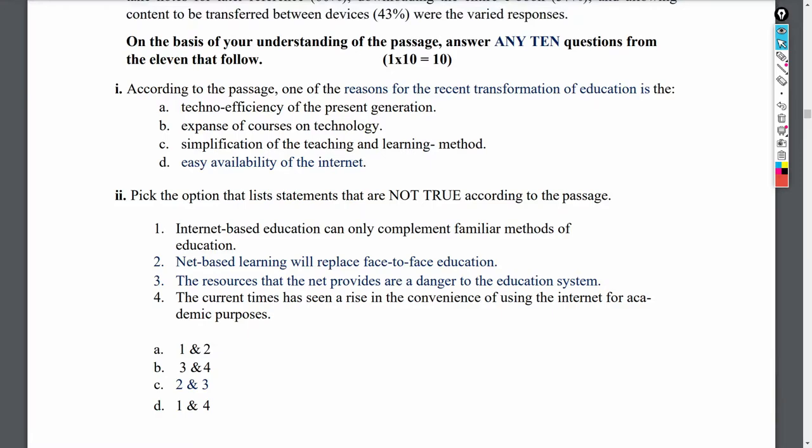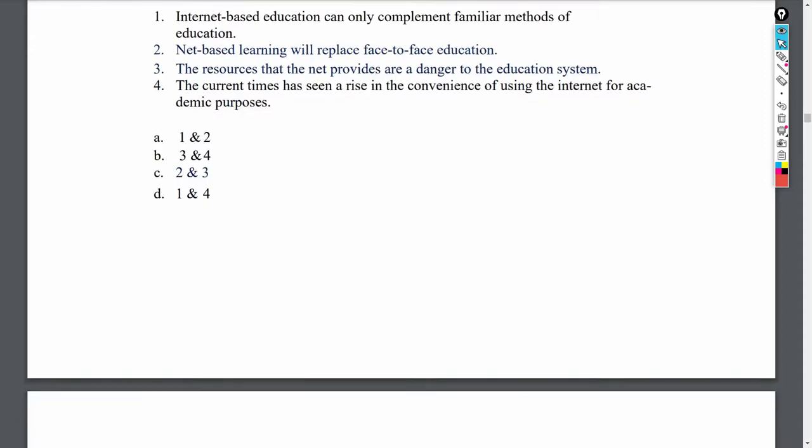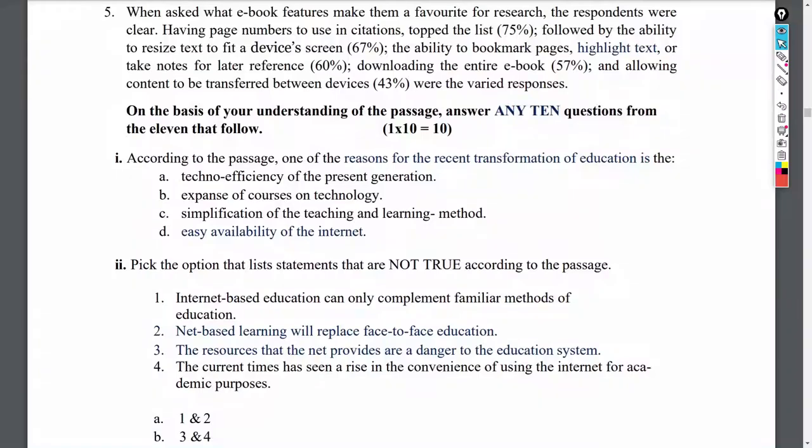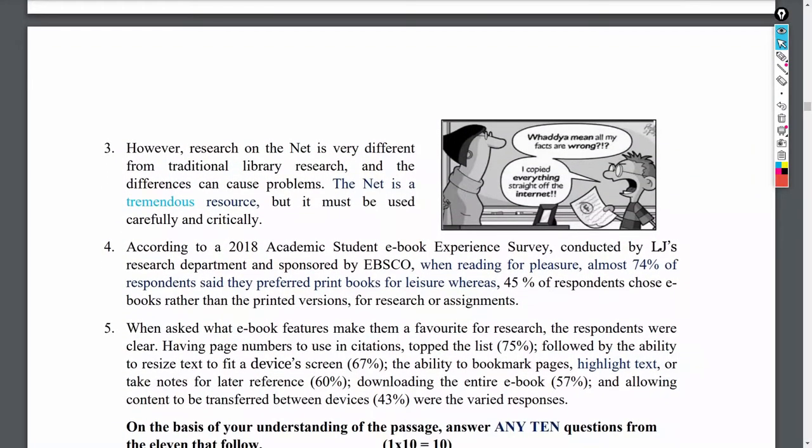So we will be concentrating on the literature now. So let us go to the next question, उसके पहले एक बार ये भी देख लेते हैं: the word tremendous as used in paragraph 3 means the same as. ये देखिए paragraph 3 में एक बार चलते हैं हम, क्योंकि ये synonym वाला, देखने के लिए कभी कभी आपको confusion भी हो जाता है. तो इसमें हम देखते हैं: however research on the net is very different from the traditional library research and the difference can cause problems. The net is a tremendous resource but it must be used carefully and critically. तो अभी देखिए ये tremendous resource तो एक कैसा type of resource बोला गया net को, for the purpose of research work, for the purpose of PhD doctorate degree.